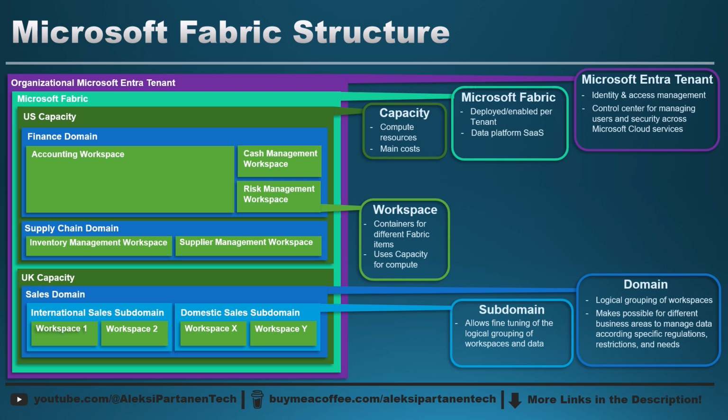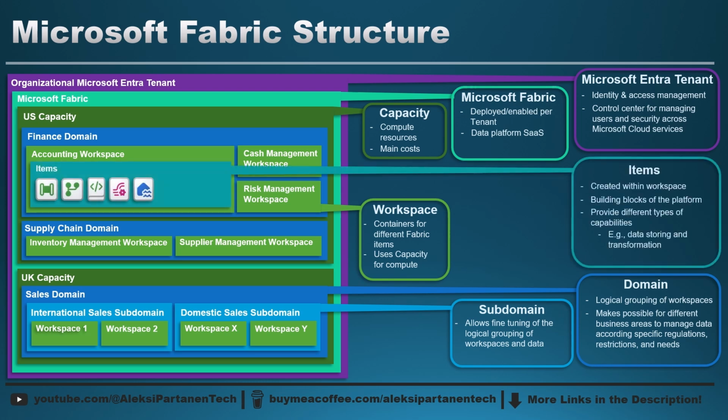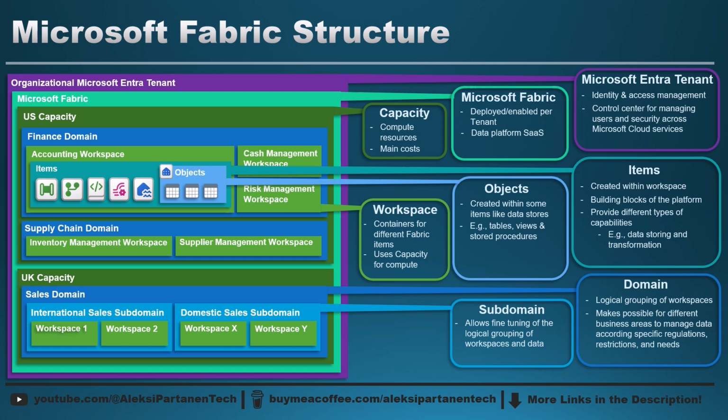Inside each workspace, you create Fabric items. These include things like data flows, notebooks, pipelines, event streams, and lakehouses. These items are the core building blocks you use to build data solutions. Some items like warehouses or lakehouses allow you to go even deeper and create objects, for example tables, views, and stored procedures. So this is the full picture. Even though Fabric is one platform per tenant, all of these layers help us manage access and governance inside Fabric.